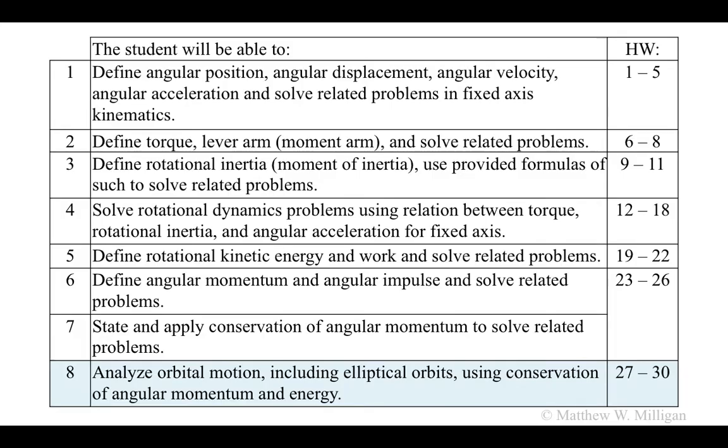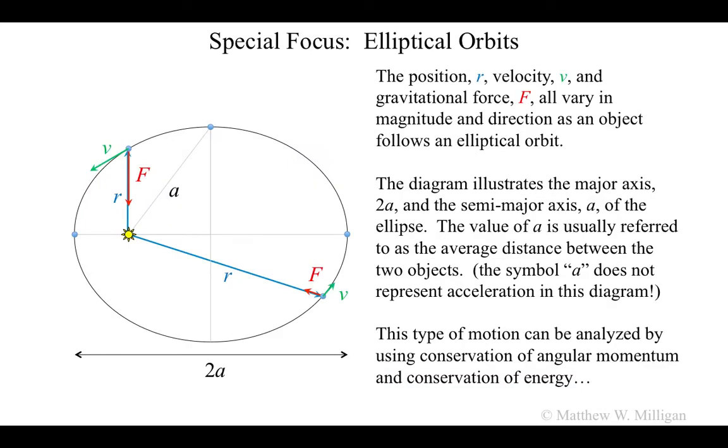Okay, so elliptical orbits. A little bit of new terminology in this one as well. So you see, here's the sun, and we basically have a body in an elliptical orbit going around the sun. This is just a generic planet, whichever. And we have the major axis, which is defined as 2a.